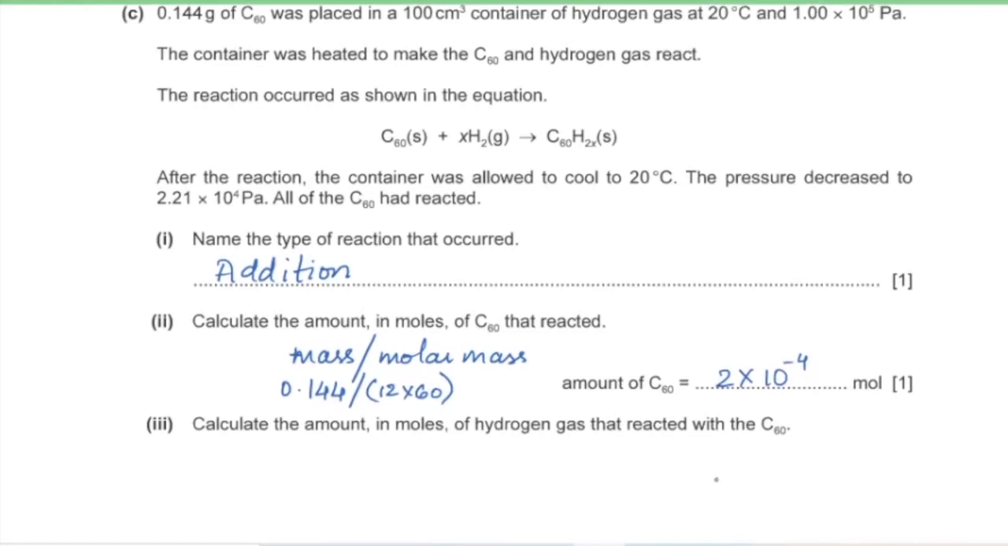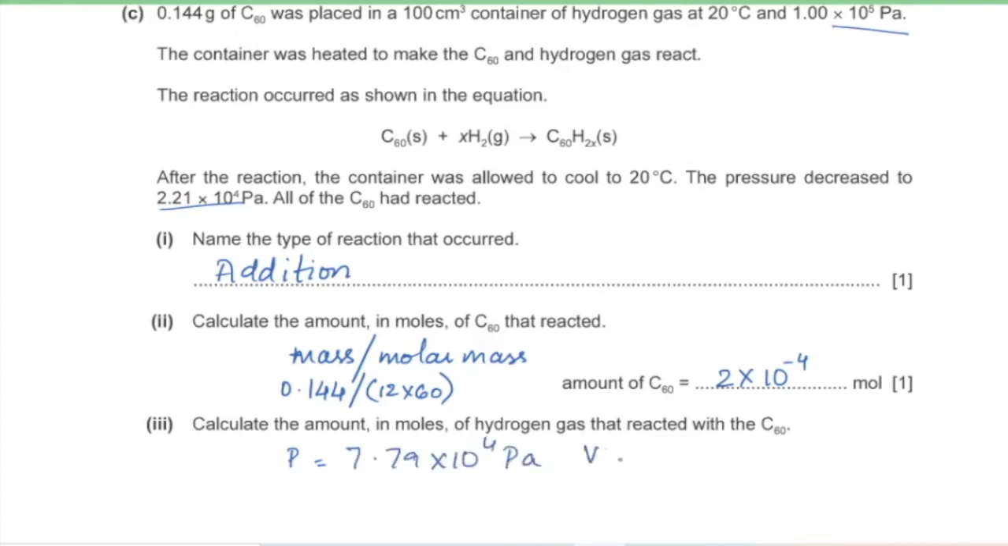Part 3, calculate the amount in moles of hydrogen gas that reacted with C60. So since hydrogen gas was in excess, we're not going to consider ratio in our calculation. Instead, we are going to use the PV equals nRT formula, and we have been given enough data to use that equation. So the pressure of hydrogen gas that reacted is going to be the difference between the initial pressure and the final pressure after the reaction. So 10 to the power of 5 minus 2.21 into 10 to the power of 4 is going to be the pressure of hydrogen gas that was used in the reaction.